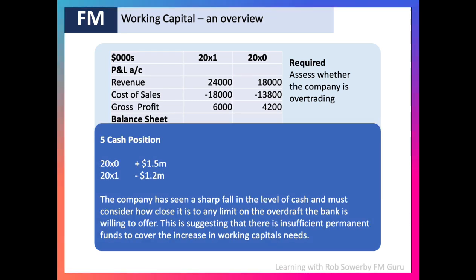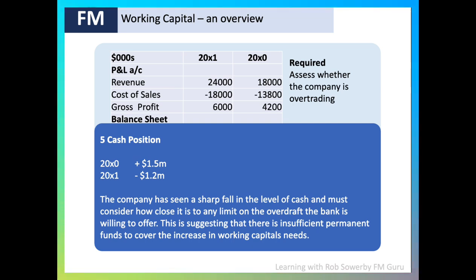Cash position. Now, we can't see them behind this, but we started with a cash balance of 1.5 million and we ended with an overdraft of 1.2 million. Wow, this looks like it's the smoking gun. The company has seen a sharp fall, value judgment, in the level of cash and must consider how close it is to any limit on the overdraft the bank is willing to offer. A critical point. This is suggesting that there is sufficient permanent funds to cover the increase in working capital needs.